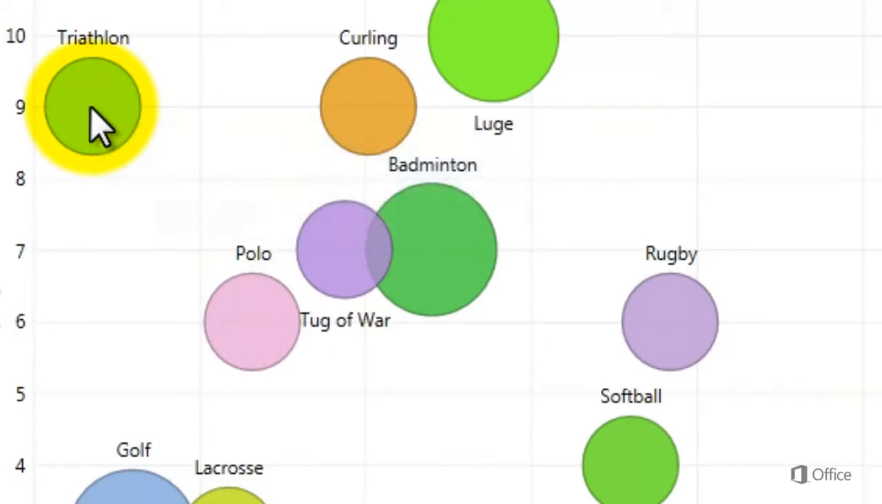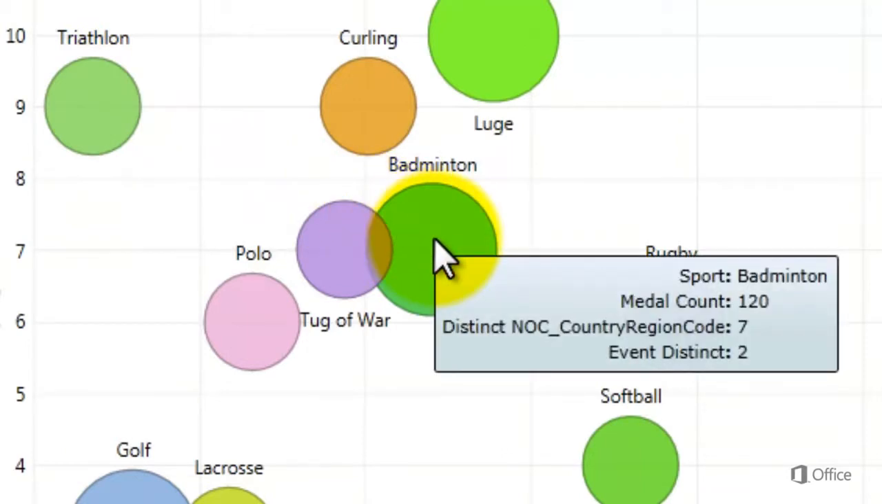Badminton is a different story. The sport of badminton contains 2 events. In the history of the sport at the Olympics, 120 medals have been awarded, but the winners of those 120 medals come from a small set of teams, only 7. Triathlon has 1 event, badminton has 2.